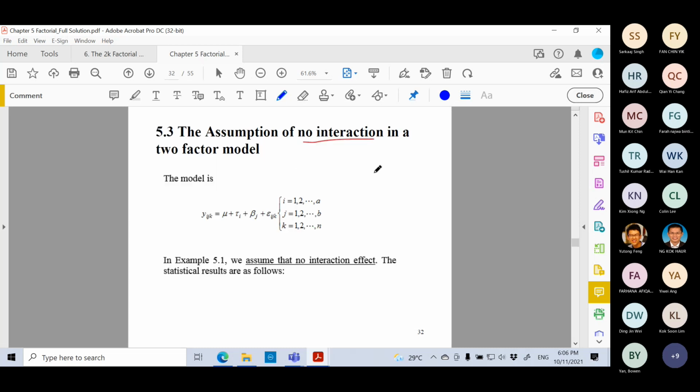After the example of the two-factor factorial analysis, I went through another example where we can assume there is no interaction factor. How do we know there is no interaction effect? Of course, we can test the hypothesis. We first fit the full model, which includes the interaction, and then test. If it is not significant, we can reduce our model to just the main factors only, without the interaction factor.